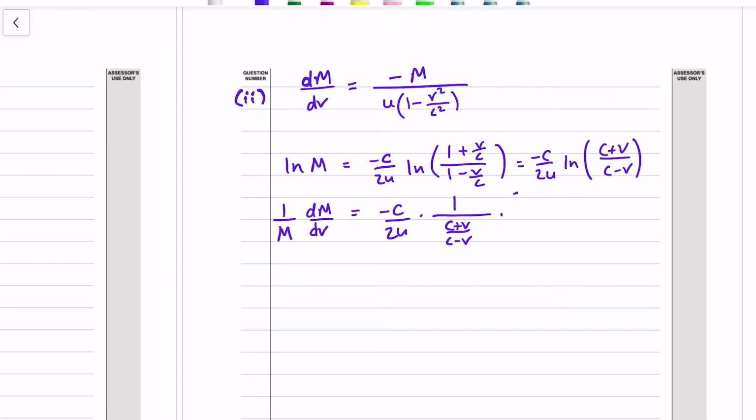Differentiate the top is 1 times the bottom c minus v, take away the derivative of the bottom, which is minus 1, it becomes a plus, times the top c plus v, all over the bottom thing squared. Okay, and that's the whole thing differentiated. Now we can tidy up the stuff. Remember that we wanted to prove that dm/dv was equal to the whole thing on the right hand side.